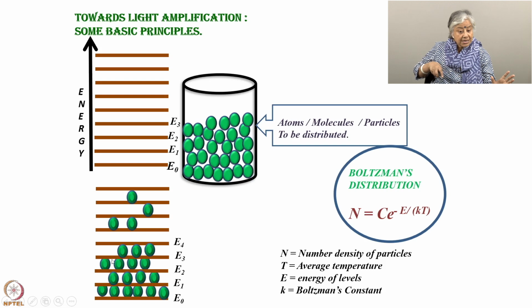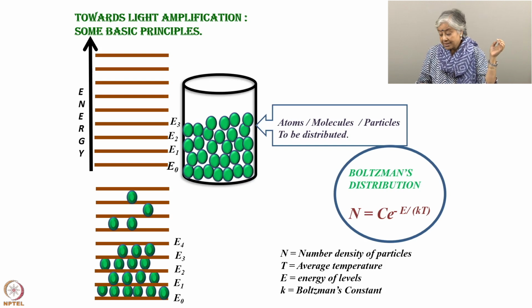Then you have the E2 state, you have the E3 state, and as you go up the ladder you find the particle distribution there is becoming less and less. It is intuitive. The higher the energy, the lesser the number of particles in that energy.